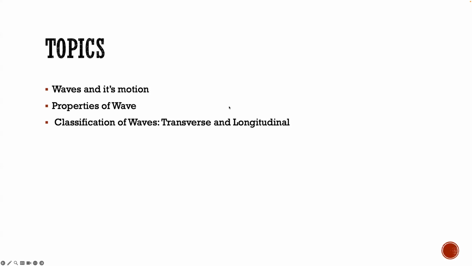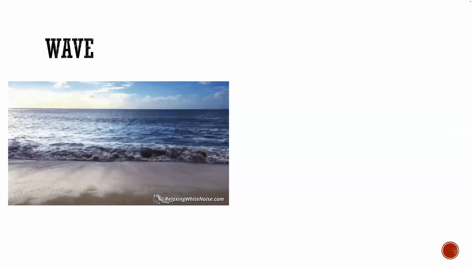Okay. So under C2, the topics that we have are waves and its motion, properties of waves, and classification of the waves. Primarily, we'll focus on transverse and longitudinal, but there are a few other classifications as well. We'll look into that also. Okay. So first, what is meant by the term wave?